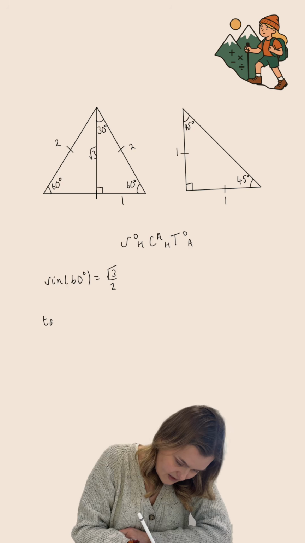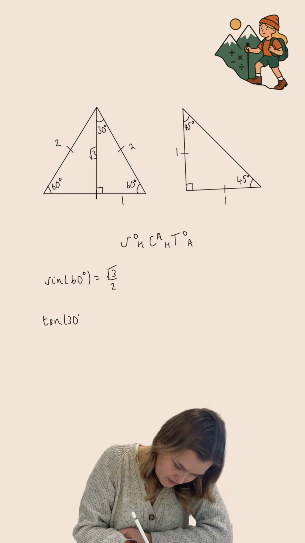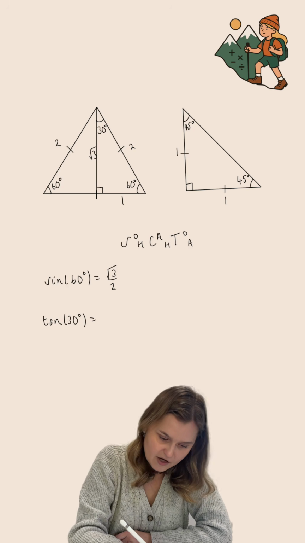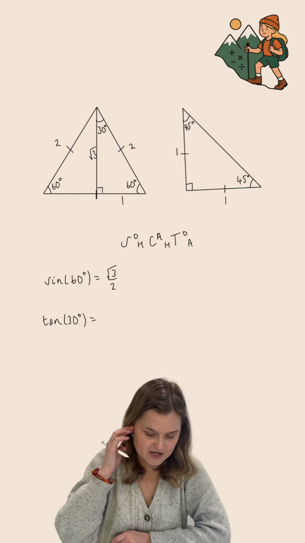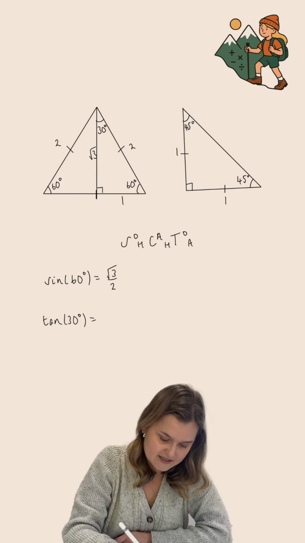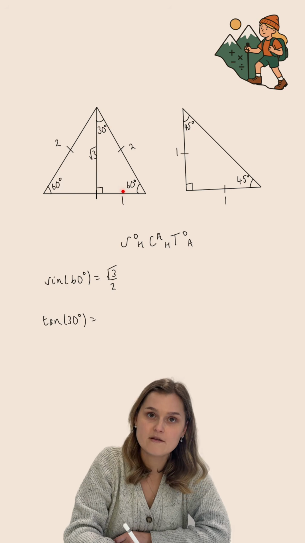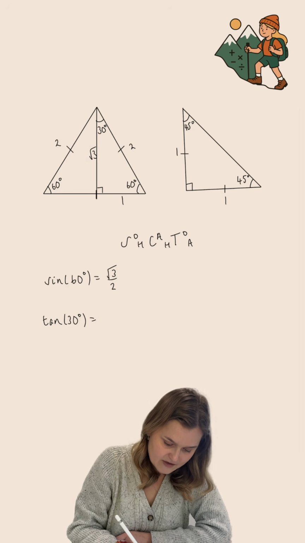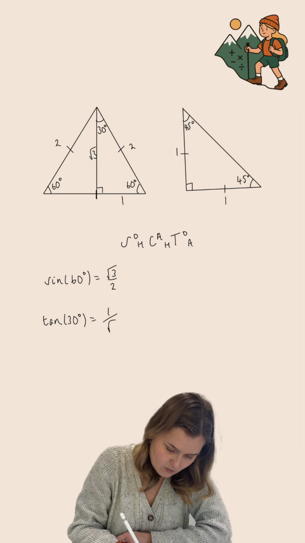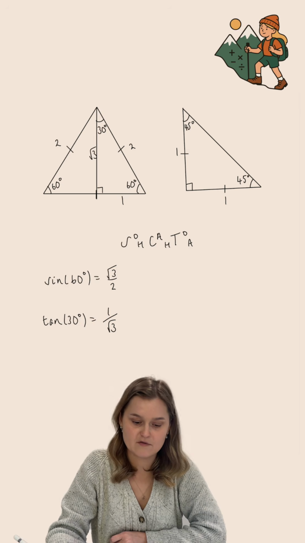So if we wanted to calculate, say, tan of 30 degrees, then again, I'm going to go to my 30 degree angle. I know that tan is the opposite divided by the adjacent. Now, opposite to this 30 degree angle is this side here, which is 1. The adjacent to this 30 degree angle is this side here, which is √3. And so tan 30 would be equal to 1 over the square root of 3.